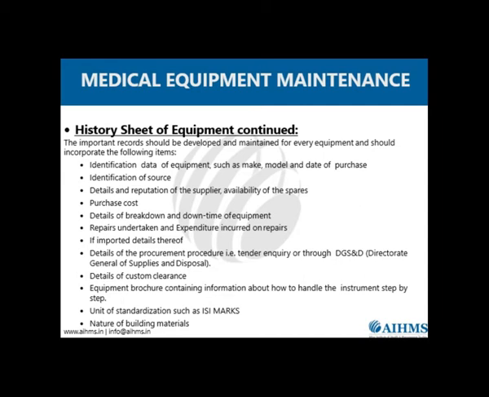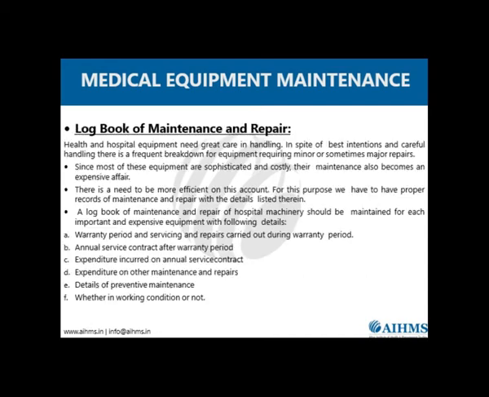Then similarly, what repairs have already been undertaken over a period of time, what expenditure has been incurred on the repairs, and if it is imported, then what further details of the same, for example, the customs clearance, the equipment brochure, the ISI mark, and the nature of the building material. So there's a whole range of information in the history sheet of the equipment.